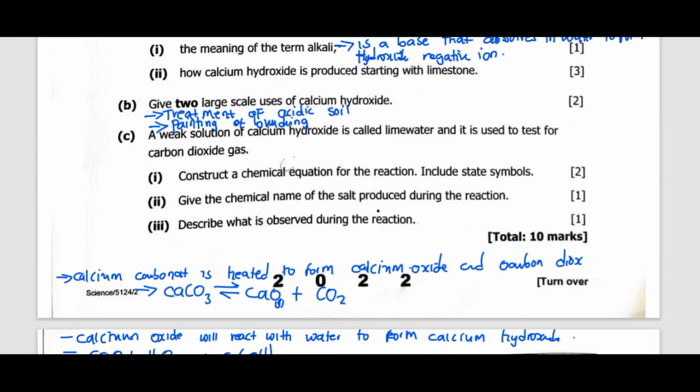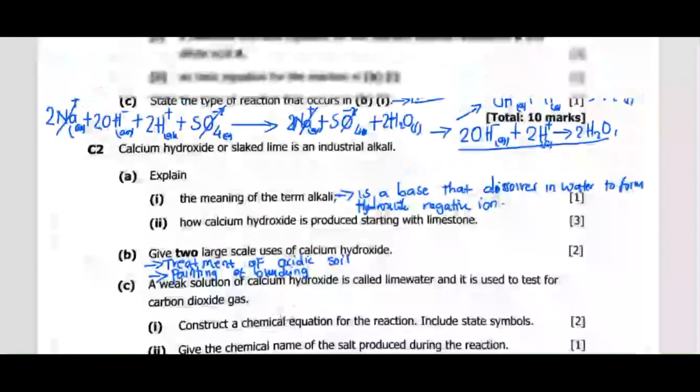Then for question C, a weak solution of calcium hydroxide is called lime water and it is used to test for carbon dioxide. Construct a chemical equation for this reaction. Include state symbols. So here we are looking at the test for carbon dioxide, which turns lime water milky. The equation that summarizes the test is this one.